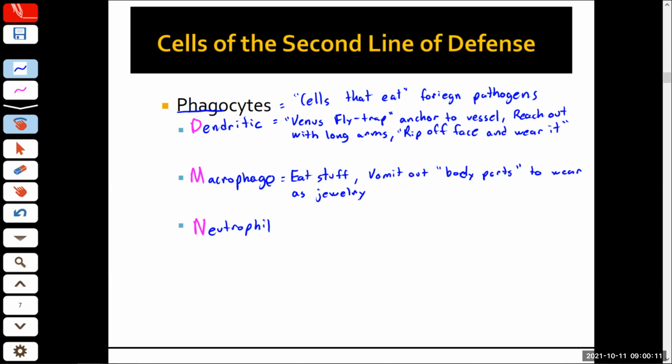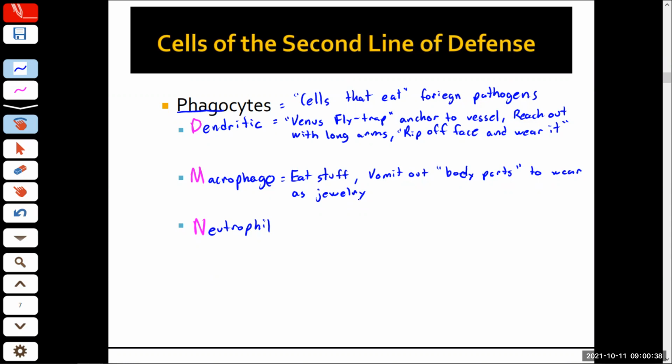So just to be clear, the dendritic cells, they rip off the face and wear it, right? And then give the body parts to the macrophage? Oh, they can work in tandem, but they usually don't. The dendritic cell is just going to shred it apart and then wear those parts as jewelry. Macrophage, when it needs something, it's just going to eat it and then wear it. Oh, okay, so they work independent of one another.